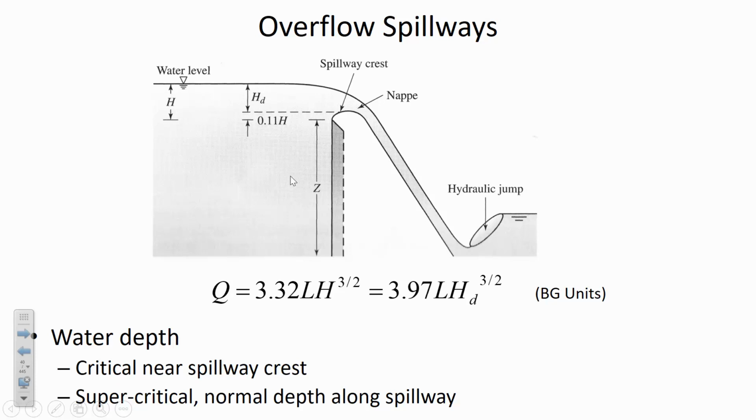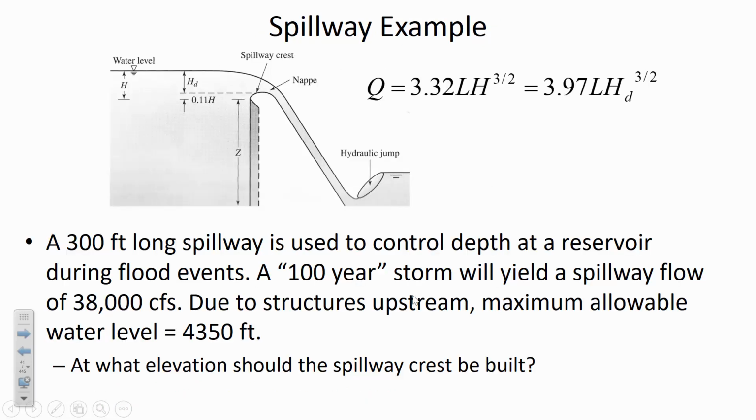So just to get a feel for how these calculations fit together, let's consider this example where we know the length of the spillway for this example is 300 feet. So that would be the width of the dam, effectively, or at least that portion of the dam that water is flowing down.